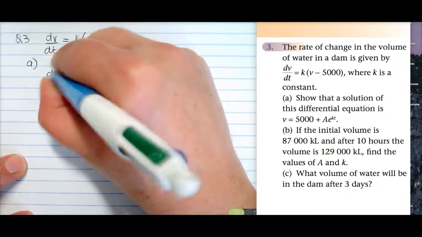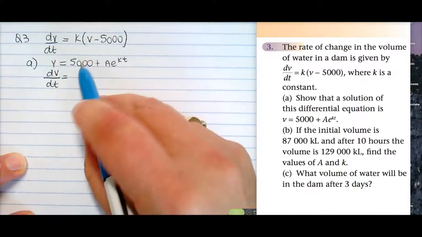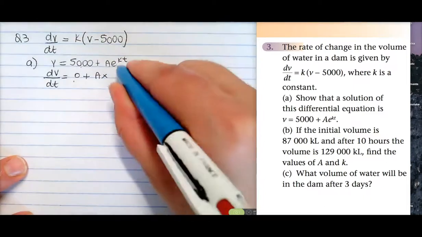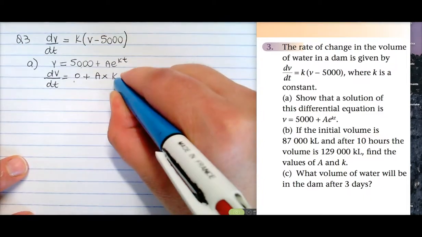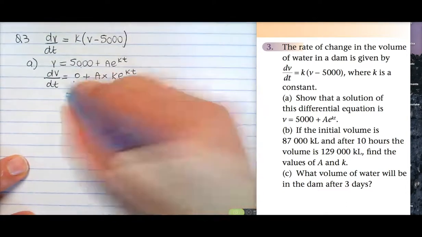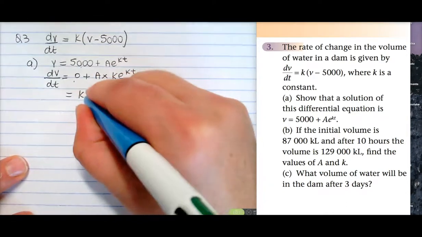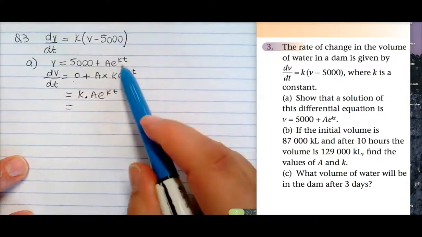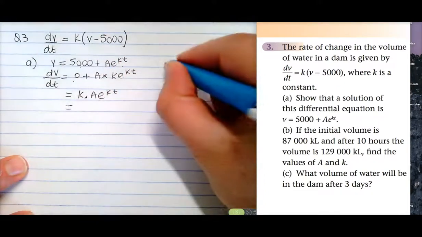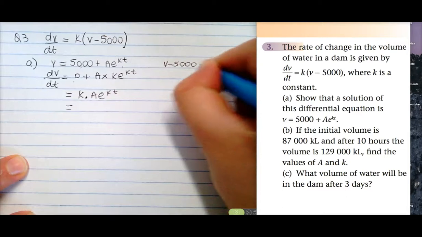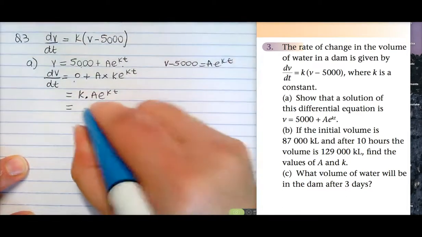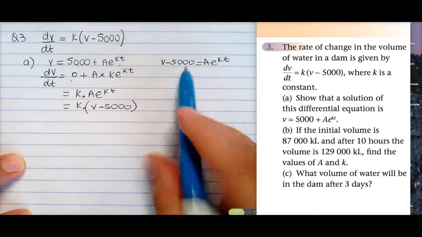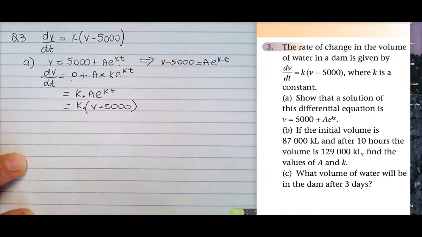dV/dt is 5,000 plus A times, anyone? K e to the KT, which is, let's swap the K and the A around, K times AE to the KT. Now we know that AE to the KT, we can just do it over here. V minus 5,000 is AE to the KT. So therefore it's K times V minus 5,000. So if you do that from there, then you're showing it.